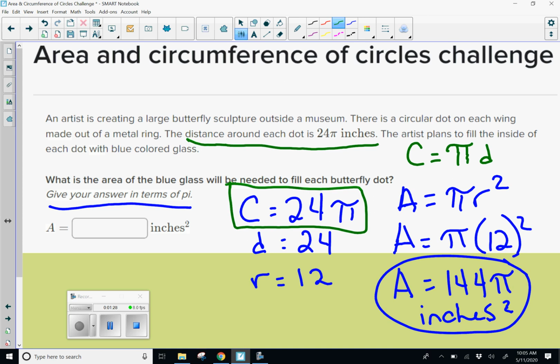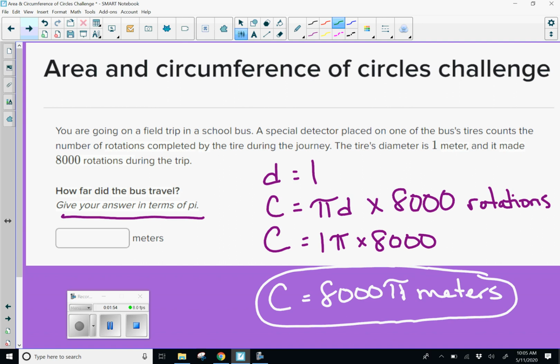Notice it does say to give your answer in terms of pi, so we're going to leave our answer in terms of pi. Here is my area formula: A equals pi times my radius squared. My radius is 12, so 12 squared is 12 times 12, which is 144. So our total area in terms of pi is going to be 144 pi inches squared.